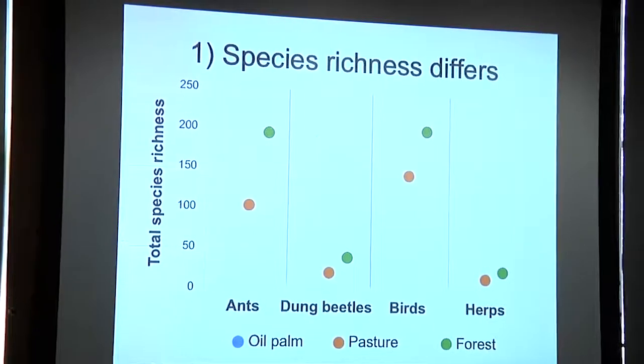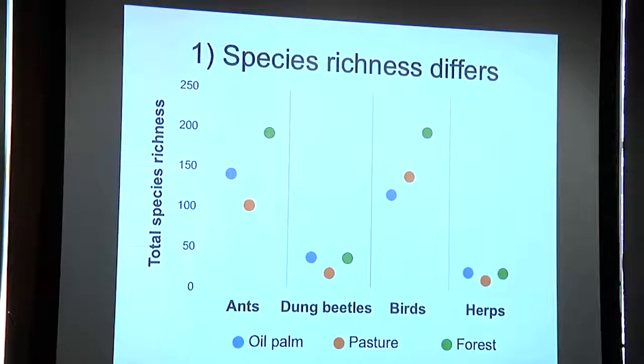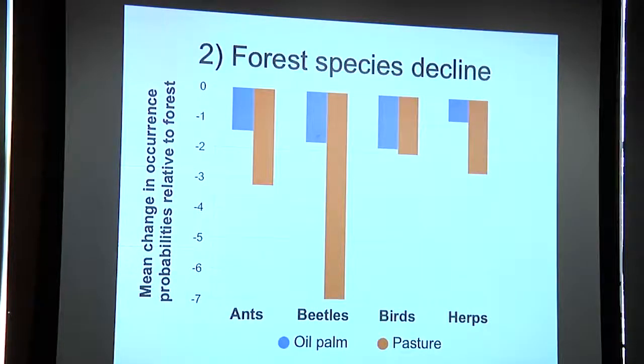Now, if we were to turn a pasture into an oil palm plantation, we would, in fact, do some interesting things. For dung beetles and herps, we would recover the species richness of a primary forest. In the context of ants, we would move ourselves to about halfway back towards where we would expect to be in a forest, but for birds, we would see a minor reduction. Focusing then on these forest species, we see that for 3 of the 4 taxa, not for birds, there is a major reduction in the occurrence probability of forest species in pastures, relative to oil palm. In other words, if we have oil palm replacing these non-native pastures, we will see a substantial recovery, in fact, for 3 groups.